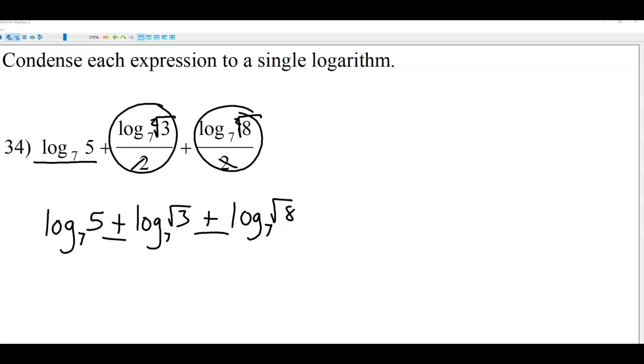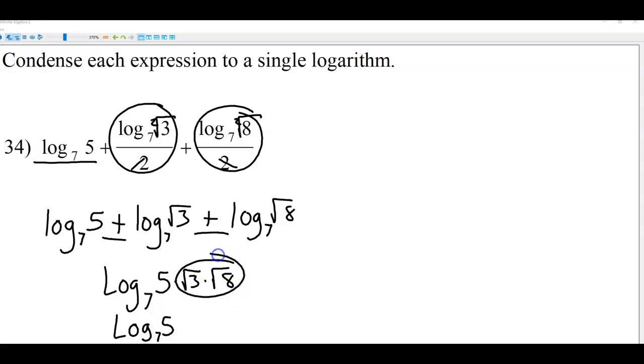But now we're going to do property A, which is just basically multiplying them all together. So we have 5 times radical 3 times radical 8. Now, another final note that I mentioned in class was that when you have two roots that are being multiplied together, you can go ahead and multiply those together. 3 times 8 is 24. And that's where we'll stop with that one.